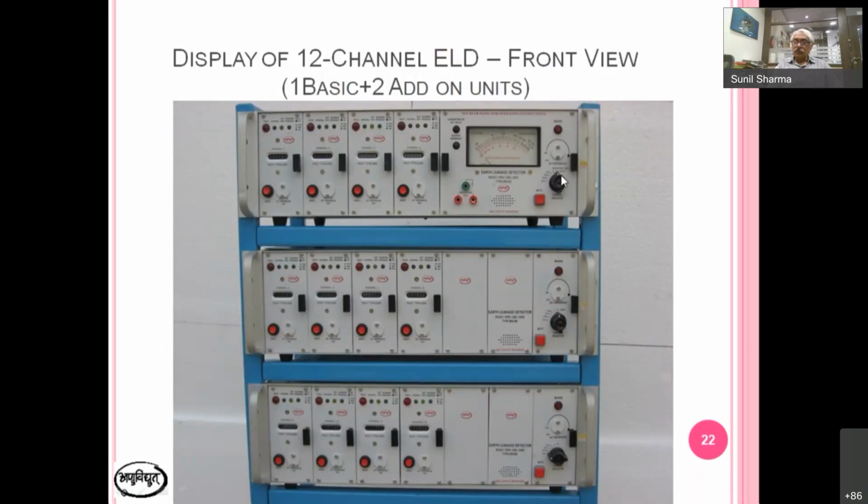Okay. In the next position, this meter is connected to the next, this 5, 6, 7, 8, and next again this 9, 10, 11, 12. Like that, the meter is connected. Only one meter can be connected by these switches.